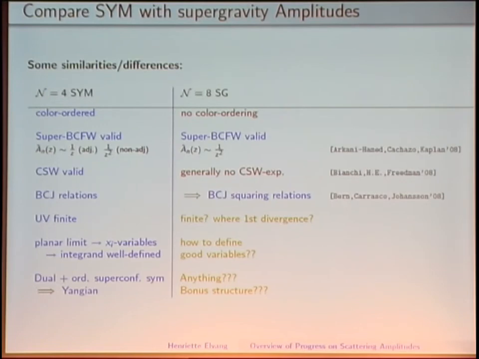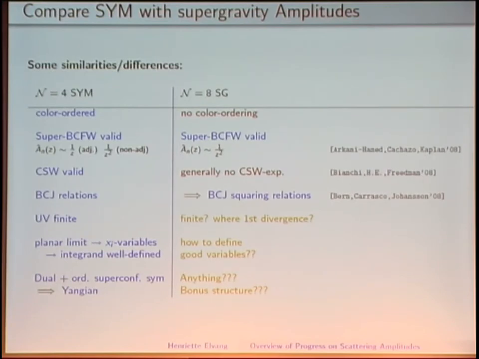Now, in the planar limit, we could define these region variables, which made the integrand well-behaved, and which made momentum conservation manifest. For gravity amplitudes and amplitudes that are non-planar, can we possibly define such variables? What are the right variables to look at for these? And furthermore, while in the n equals 4 theory we had the Yangian symmetry from dual conformal and ordinary conformal symmetry, is there any kind of extended symmetry in the gravity theories that would play the same role?